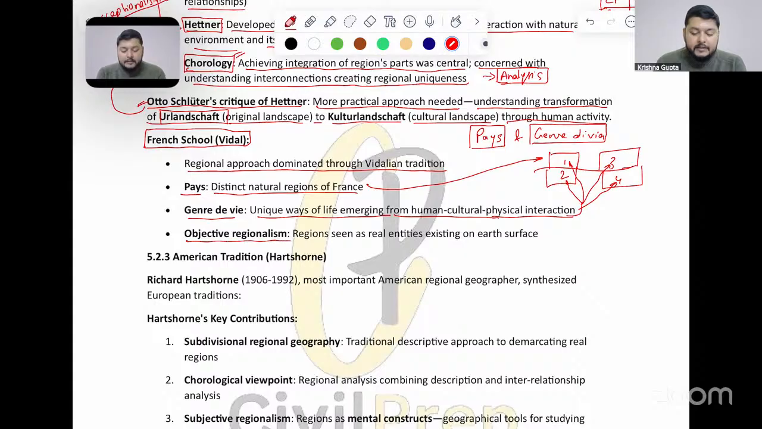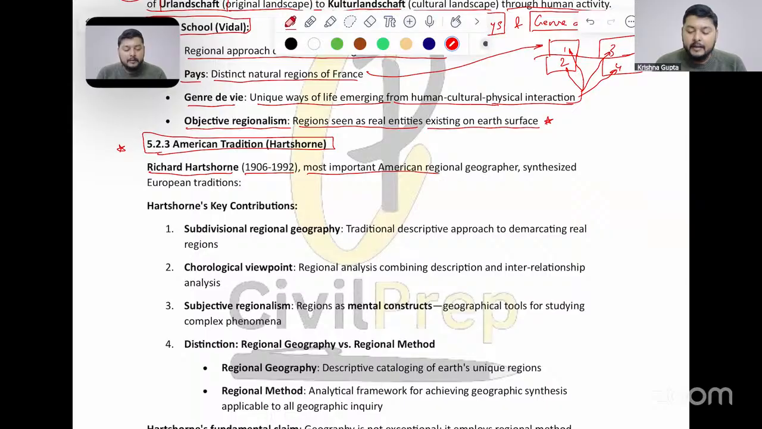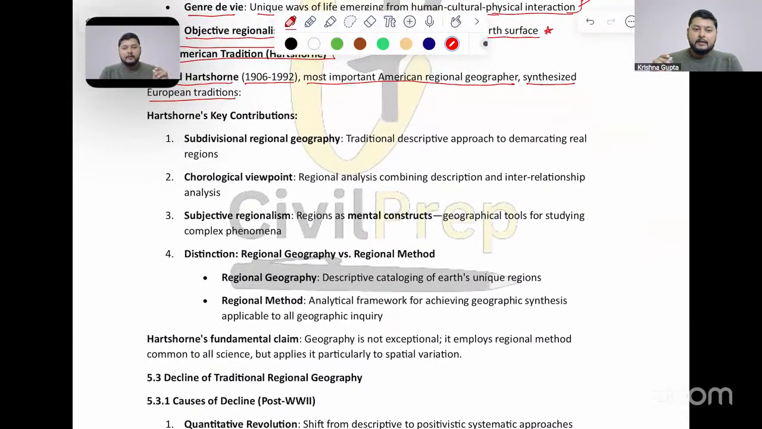So the objective regionalism here was regions seen as real entities existing on the earth's surface. This is an important point which can be used in answer writing for the exam. Now here comes a very important character, the superhero of regional geography or areal differentiation, that is Hartshorne. Hartshorne is one of the geographers belonging to the American school. He did his work from 1906 to 1992. The most important American regional geographer who also synthesized the European traditions. Now here we will see the key contributions of Hartshorne for the development of areal differentiation.